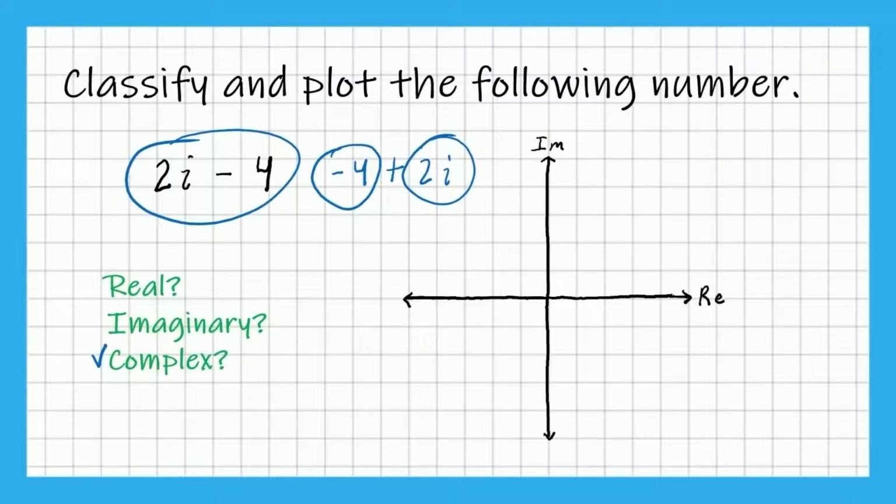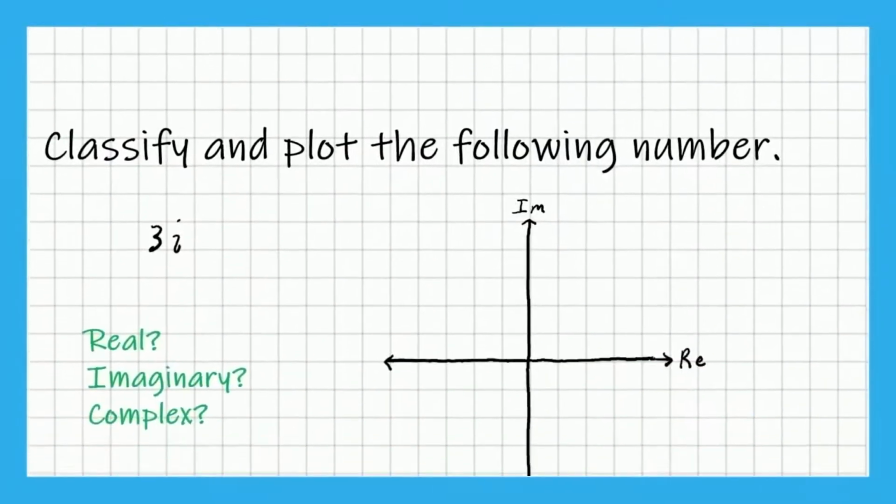Okay, now how do we graph this? Well, in the form a plus bi, we can see that the negative 4 is the real portion. So we're going to go left 4 on that real axis, 1, 2, 3, 4. And this time it'll be up 2 because it's a positive 2i. So the number negative 4 plus 2i is graphed on the complex plane right there.